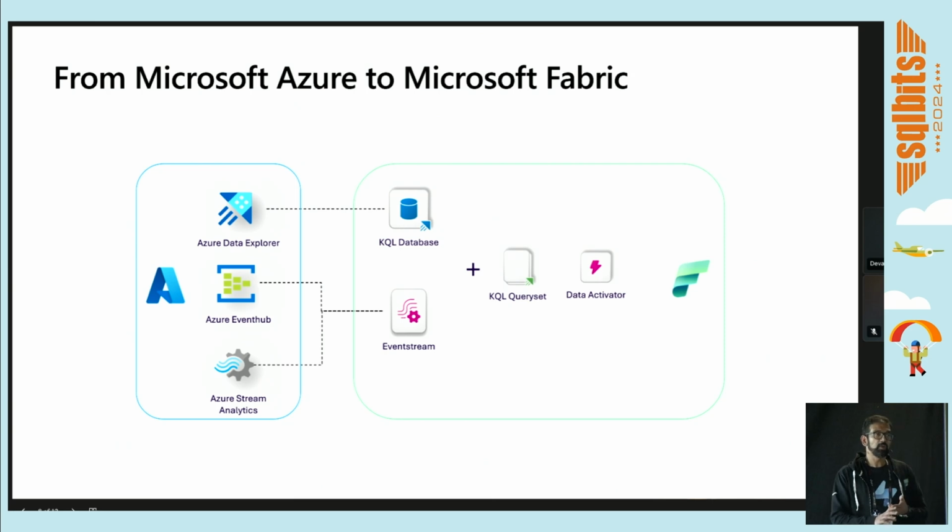On top of KQL database and Event Stream, you also have KQL query set, which is more like a notebook experience for you to write queries and interact with the data that you bring into a KQL database. And another additional service, which is not present in Azure, but has been included in Fabric, is Data Activator, which allows you to go from insights into actions and alerts. So this is just to create a mapping for people who are familiar with what is happening in Microsoft Azure and how that translates into what you can do with Microsoft Fabric.